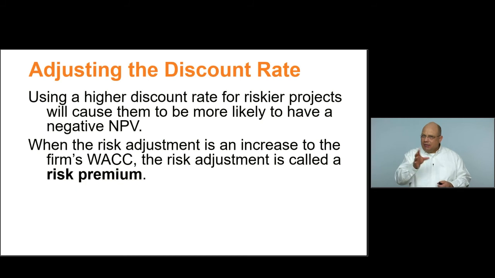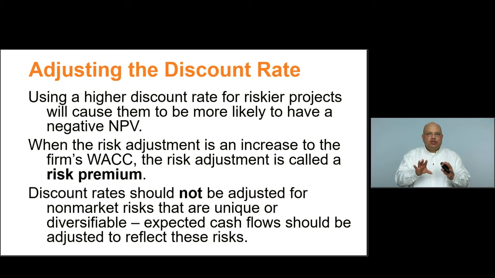But when we're making adjustments to the discount rate, the discount rate should not be adjusted for non-market risks that are unique or diversifiable. If we have something that's a unique market risk or something that isn't able to be diversified, the expected cash flows need to be adjusted to reflect those risks. But what we're looking at here is adjusting the required rate of return, that discount rate, for the risks connected to this specific investment.